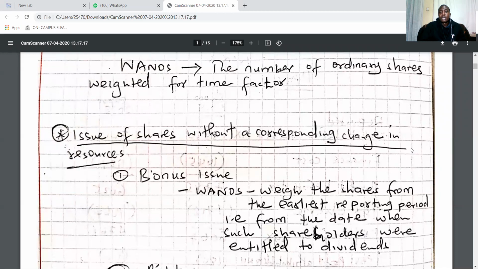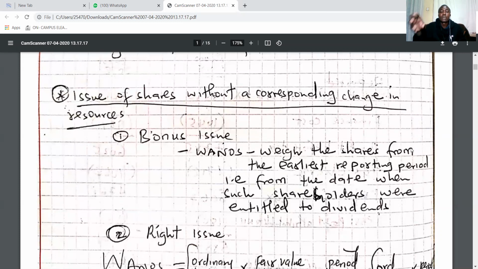Then I have said that there's this aspect of issue of shares whereby the entity issues common shares. Common shares are ordinary shares. So whereby an entity issues shares without a corresponding change in resources, this is what I've talked about, like bonus. Bonus I've said is whereby the entity gives shares to the existing shareholders at no consideration, that is for free. So in this scenario, remember that it has to affect your denominator because it's shares which were issued to the existing shareholders at no consideration in a certain proportion.